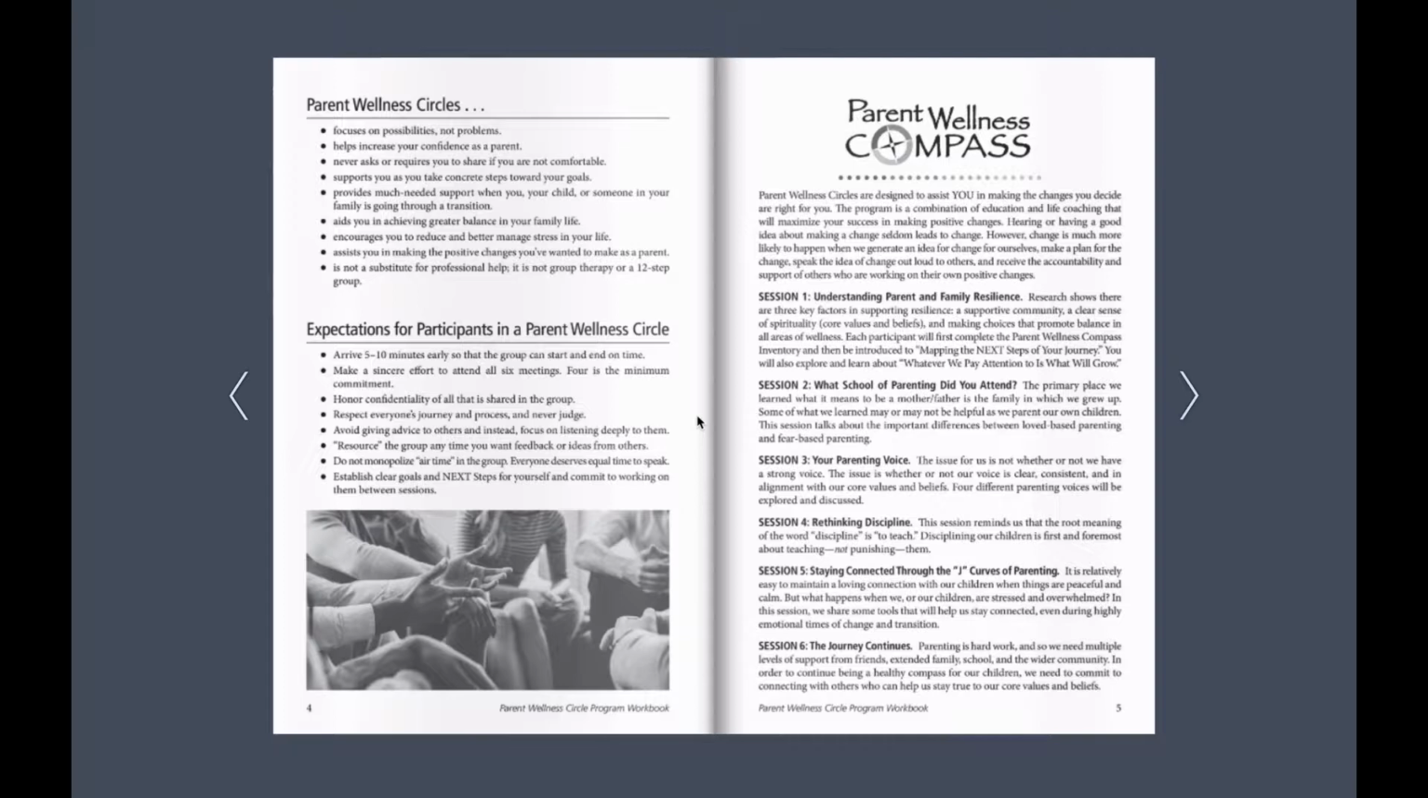Then at the bottom of page 4, some quick expectations, asking them obviously to be there on time, honor confidentiality, don't judge one another, be supportive.